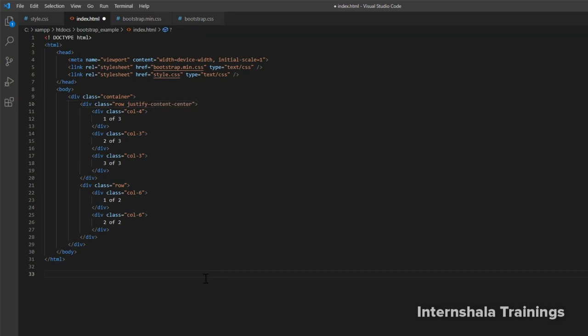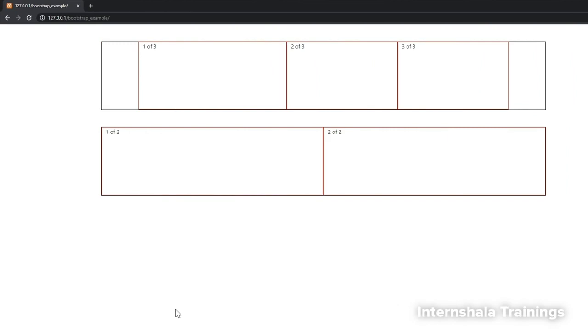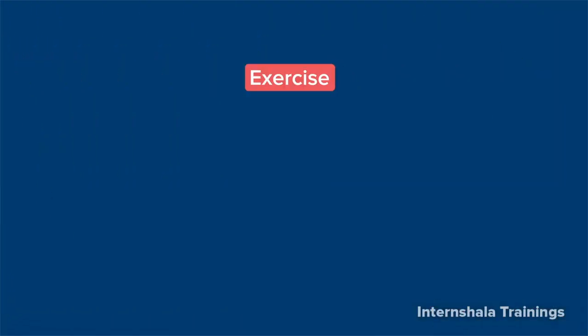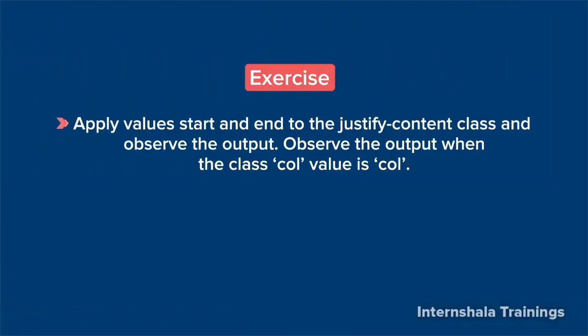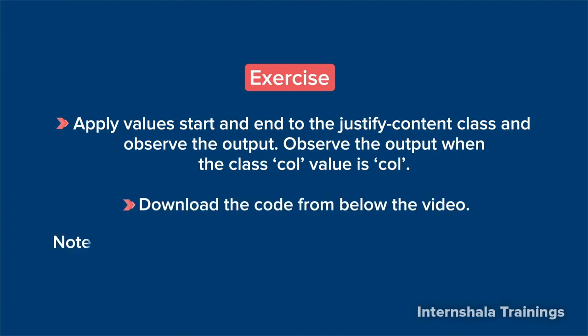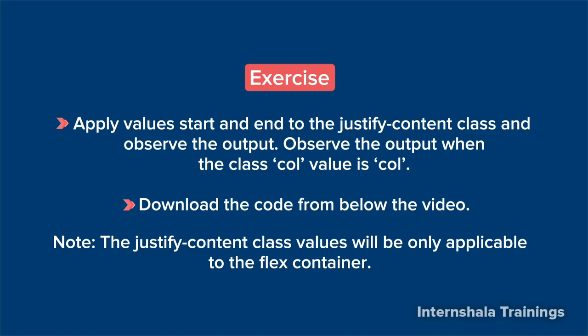Let us run the code. You can see that we have equal space left of 1 unit each at the start and end of the column. Now we have 2 more values remaining for this class, that is, start and end. Why don't you try these on your own? Also, observe the output when we have the class col value as col.